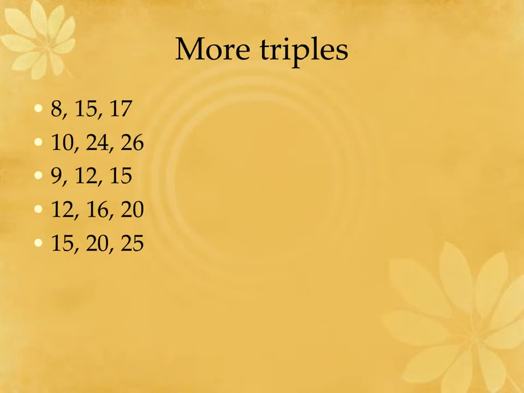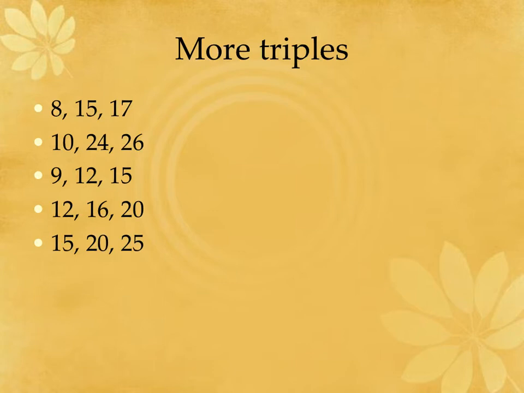Here are some more triples. I say that because these are not as common as the other ones, but these are very common. These are super common ones that you can run across. These are more Pythagorean triples. First of all, notice that they're all whole numbers. None of them are zero.